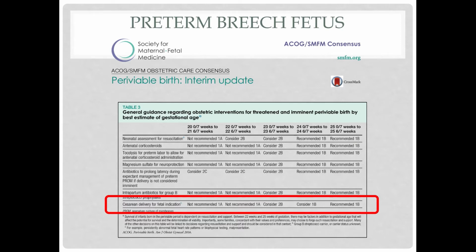Now, a subsequent joint statement by the ACOG, that's the American College of Obstetricians and Gynecologists, and the Society for Maternal-Fetal Medicine suggested consideration for a cesarean delivery for peri-viable fetuses beginning at 23 weeks to about 24 weeks. Now, this statement recommends an outright CS for fetuses who are 25 weeks AOG. And it doesn't recommend cesarean section for fetuses who are 22 weeks and below.